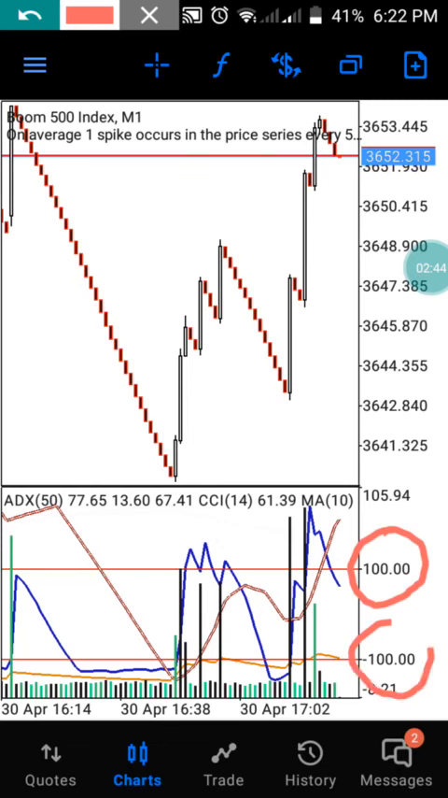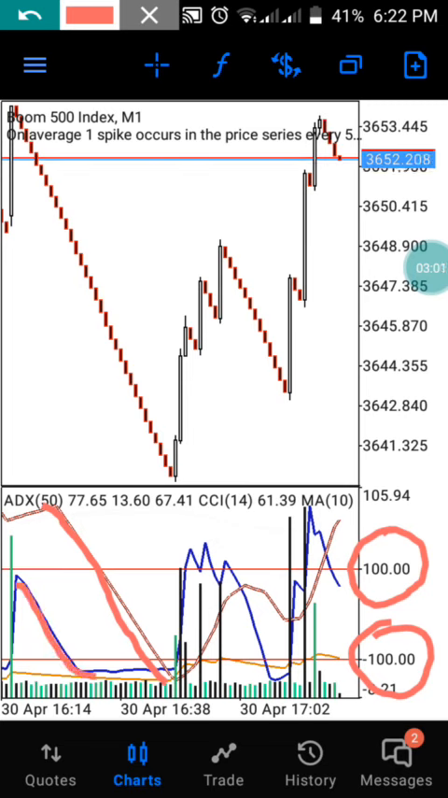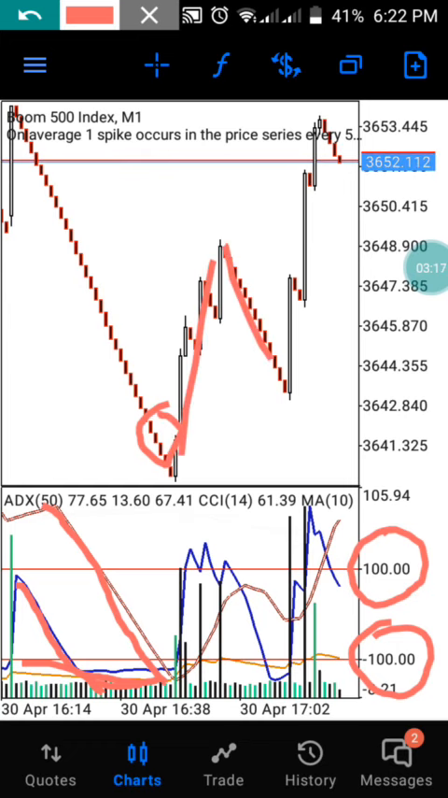Now if you want to catch multiple spikes on Boom 1000, you have two levels that you need to focus on. When your moving average moves below the negative level, and your average directional movement moves below, and you also have the third signal that moves below the negative level, guys, this is the right time for you to enter the market, and you keep on enjoying the spike up.